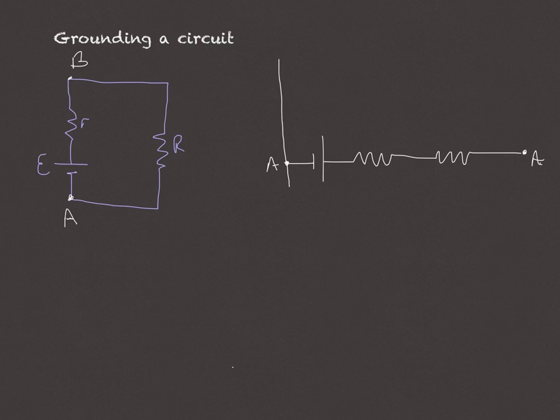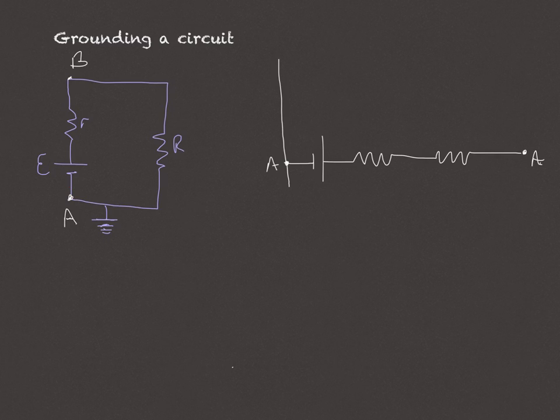So if we ground our circuit in this location, and this is the symbol for grounding, we know that at any point on this conductor the potential is zero. So everywhere after that resistor up till that battery, everything here is zero potential.